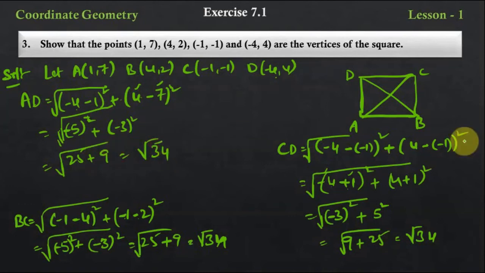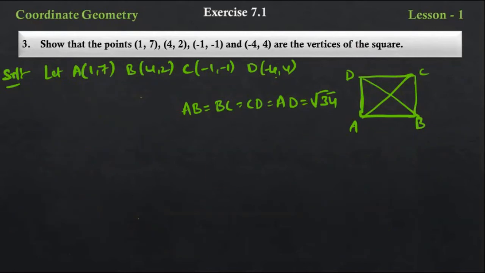So if you observe, AB is equal to BC is equal to CD is equal to AD, all values we got root 34. Therefore all sides are of equal length. Now we will find the lengths of the diagonals, okay, AC and BD, right? So AC distance, how much here? AC is equal to this one and C, the distance between these two.